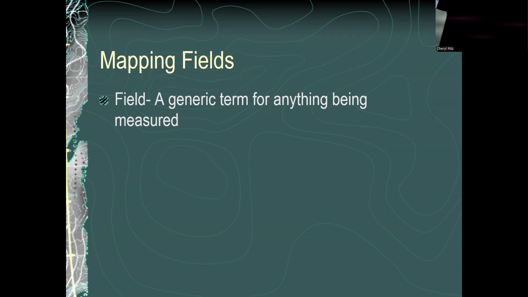So this is the first word on page 19? Yep, page 19 is where we're putting this. Good. So field is generic, and by generic, I just mean a basic term for anything being measured.